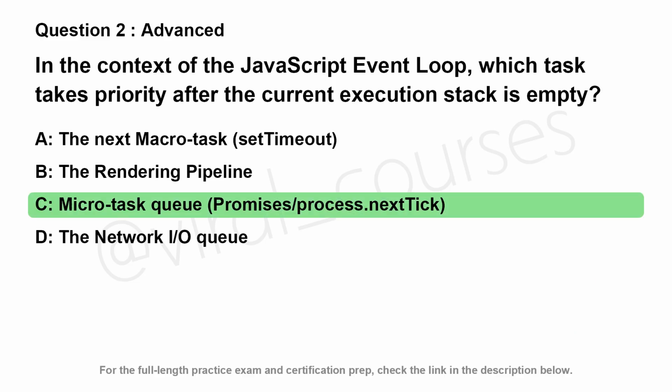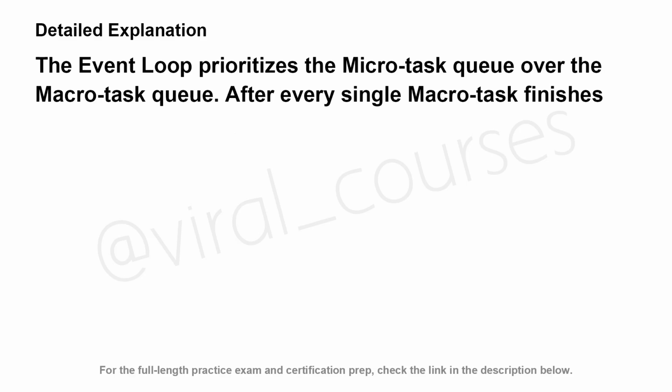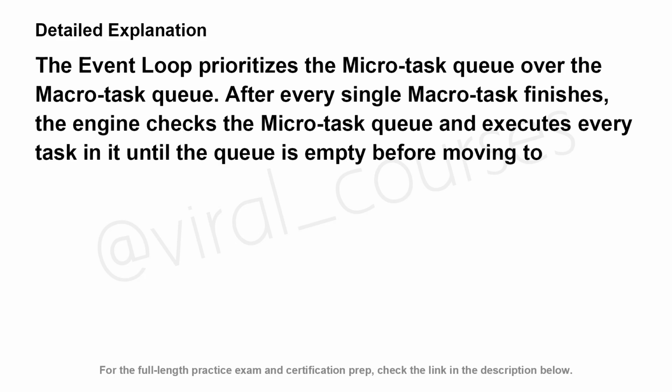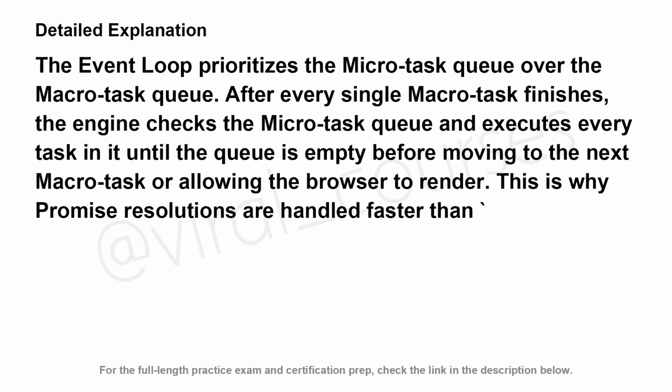The correct answer is C. The event loop prioritizes the micro task queue over the macro task queue. After every single macro task finishes, the engine checks the micro task queue and executes every task in it until the queue is empty, before moving to the next macro task or allowing the browser to render. This is why promise resolutions are handled faster than setTimeout callbacks.